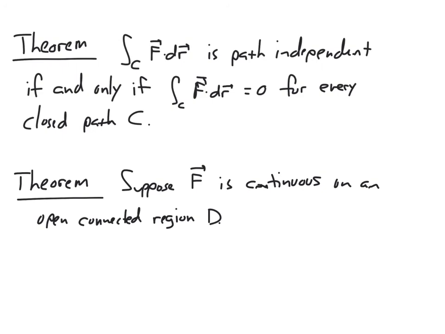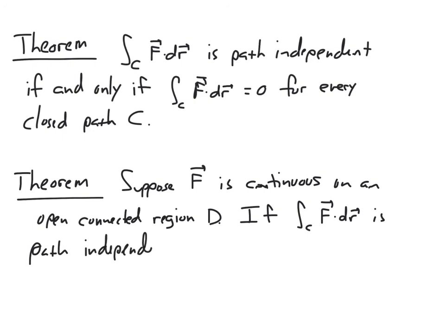All right, so in this case, we have a continuous vector field F on an open connected region D. Right? So if this line integral over C of F dr is path independent, then F is conservative.